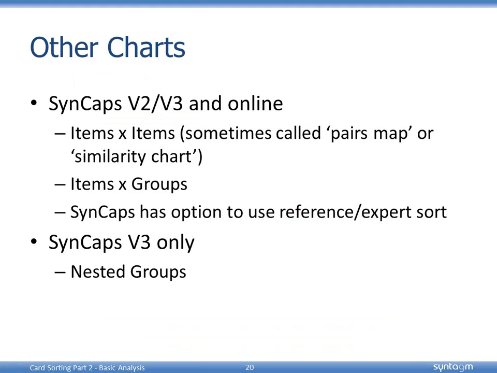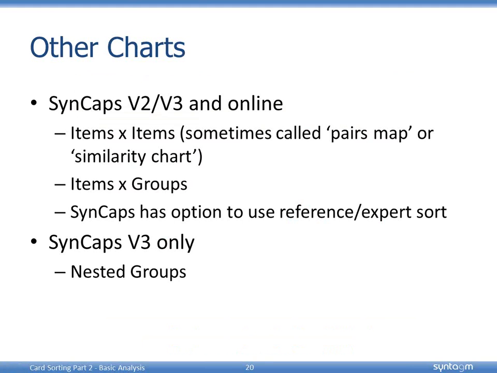Other charts that are produced, well, we'll have a quick look at what I now call items by items. I used to call it a pairs map, and SynCaps version 2 calls it a pairs map. I noticed that Optimal Sort produces this now. It looks almost exactly like the SynCaps chart, but they call it a similarity chart, because it's based on the similarity matrix. There's also an items by groups chart that I'll show you, and I'll show you how SynCaps represents this reference or expert sort if you're using it.